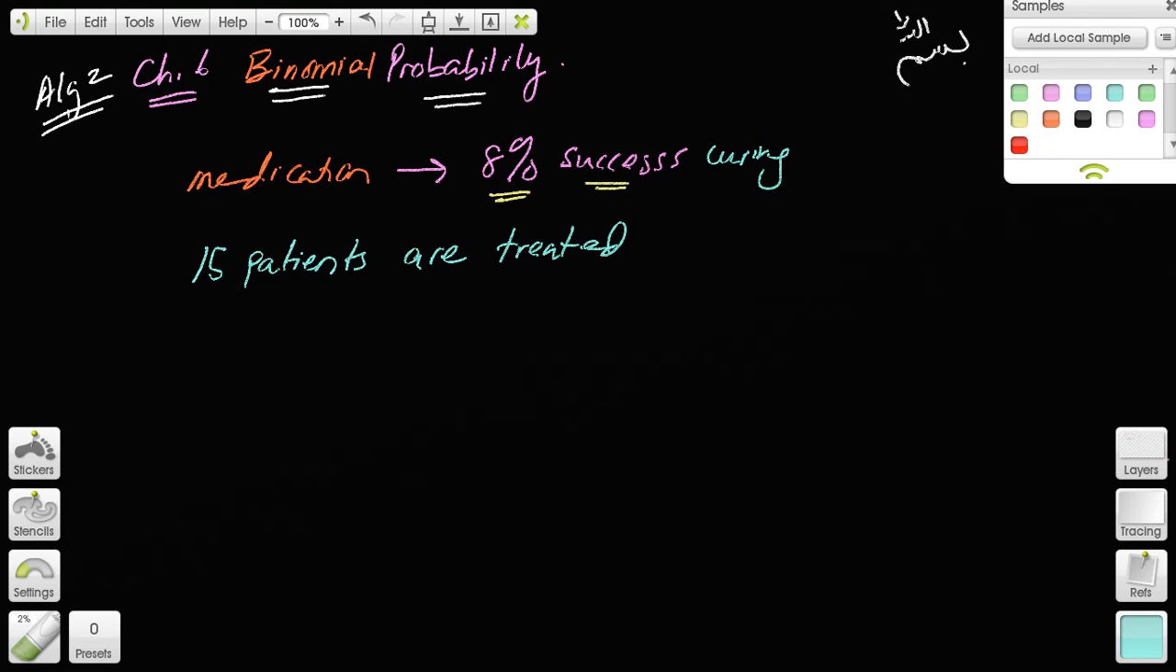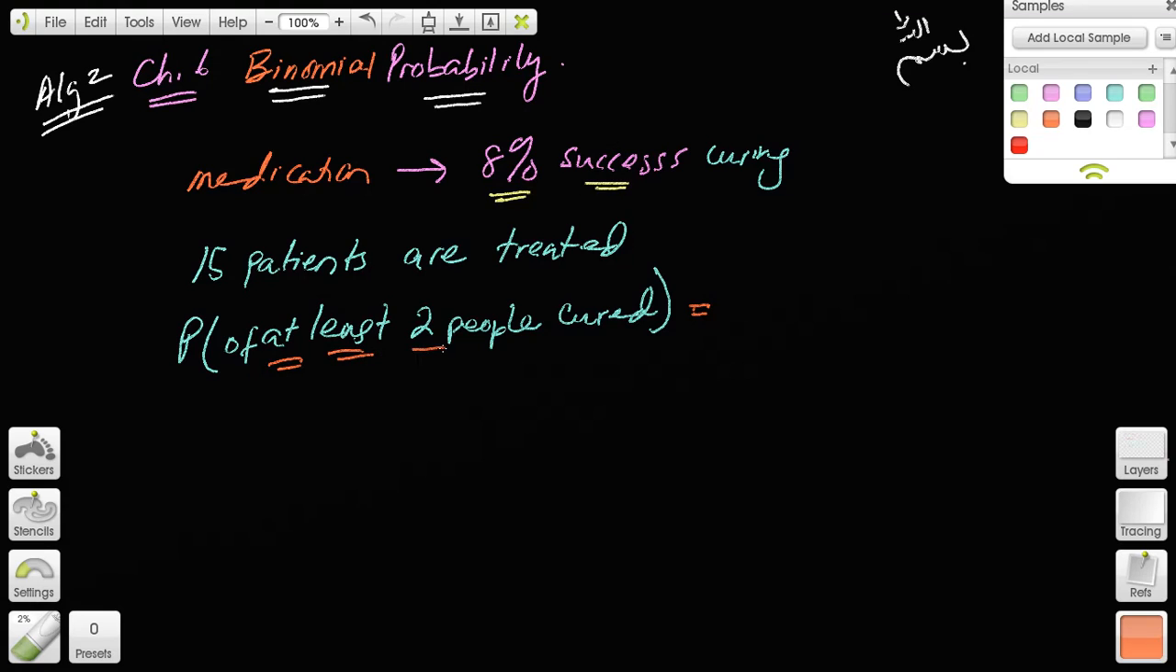So what's the probability of at least 2 people being cured? Now, this is a tricky question if you look at it. In other words, you want 2 people cured, 3 people cured, 4 people cured, all the way up to 15 people cured. You want to know the chances that at least 2 people will be cured.